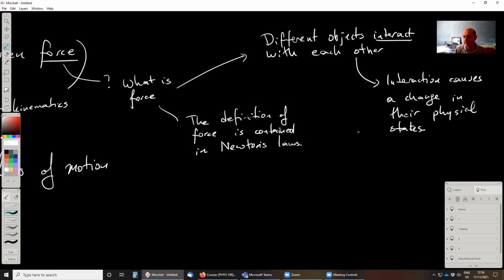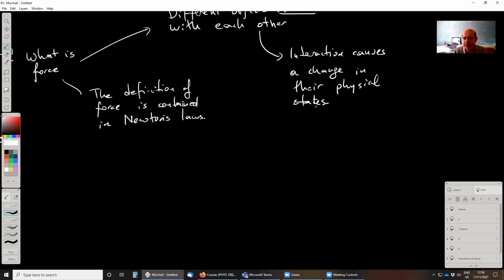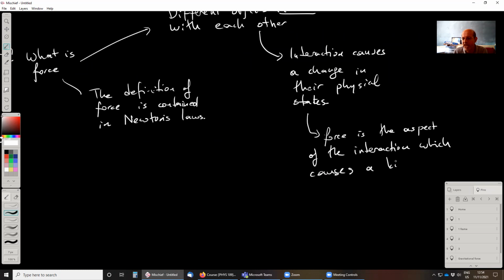The force is the quantity that kind of captures those interactions which change the kinematic state, right? So in a way, let's say it like this. Force is the aspect of the interaction which causes a kinematic change. I mean, it changes its velocity, for example, right? That's basically what I mean by kinematic change.